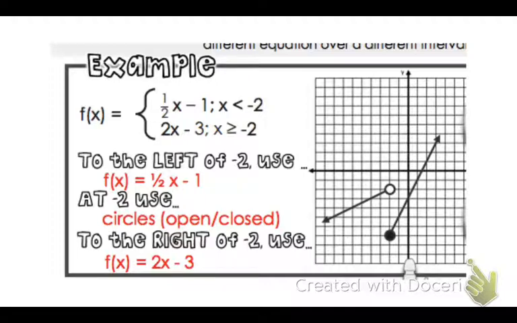So we see in the first subfunction, 1/2 x minus 1, we're using an open circle at the top of that line because we're not actually including that point. We're just using it as a dividing line between the two. And then on the second subfunction, 2x minus 3, we use a closed circle because we are including that point in that part of the domain.